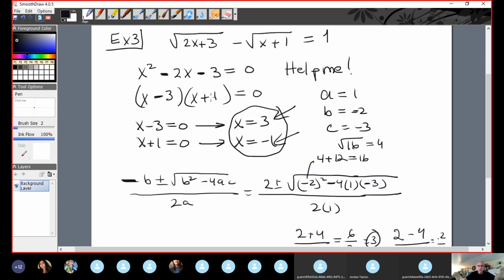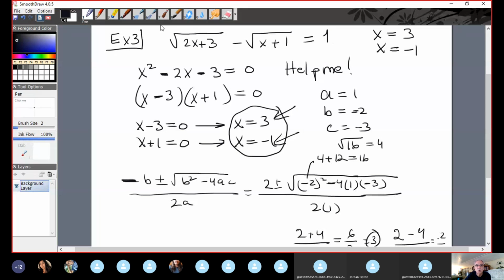I'm finished. I have 100 points on the test for this job. No, you have to check. Exactly. You have to check. I take this solution, let me copy here: x equals 3 and negative 1.